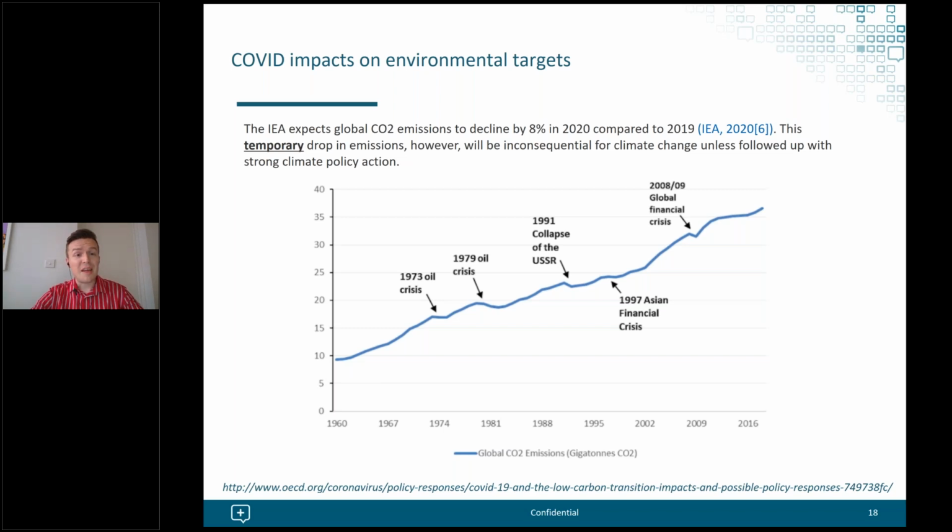Our final topic for today is just looking at environmental targets. So this graph here is looking at the global CO2 emissions over time. And on the graph, there's a couple of points where you can see global financial crises, oil crises, and those dips that are seen within the emissions at a global level.